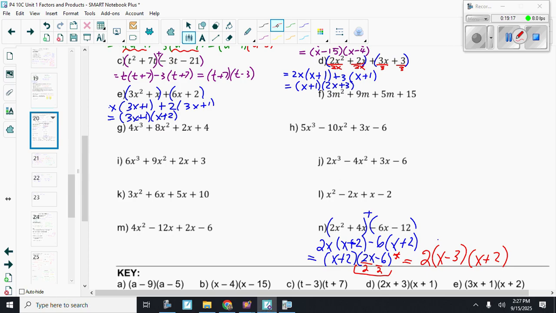Not all of them have to be factored again, but this is a great example where when you put these two terms together, it created an opportunity that you had to factor again. Okay, so now I have 3 factors, and that's okay. 2 is a factor, x minus 3 is a factor, and x plus 2 is a factor. So just be aware of it, be mindful when you're factoring to see if you've factored enough, that you've done all the different factoring that you can.